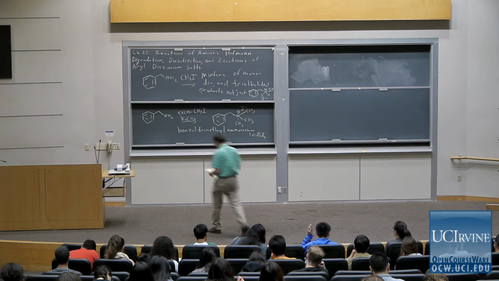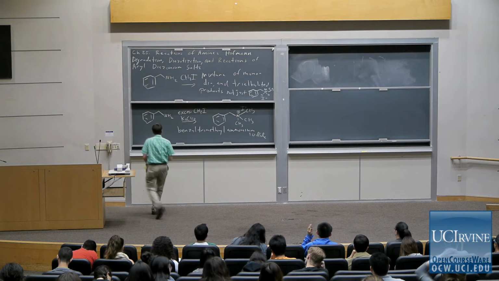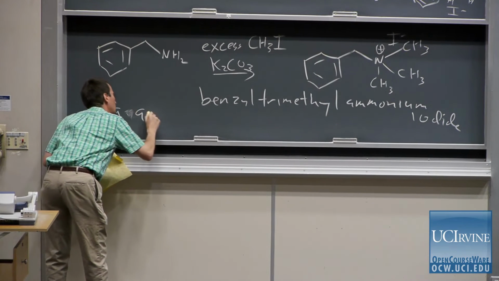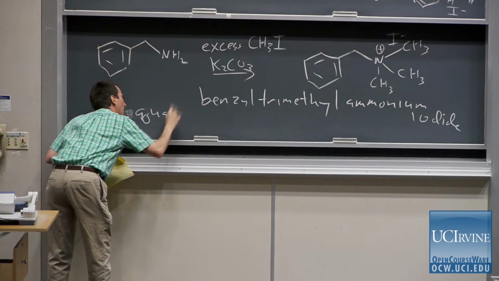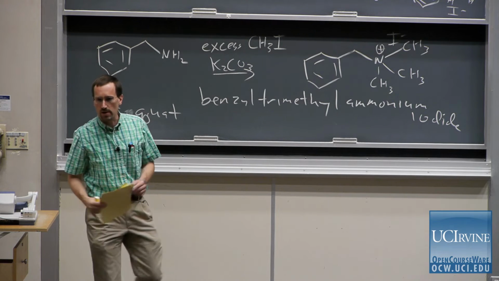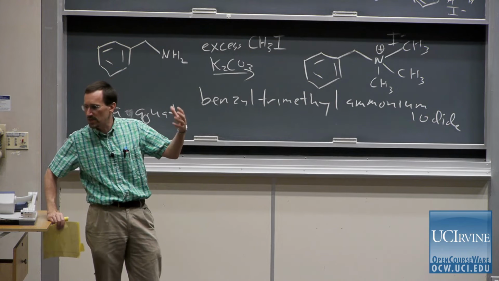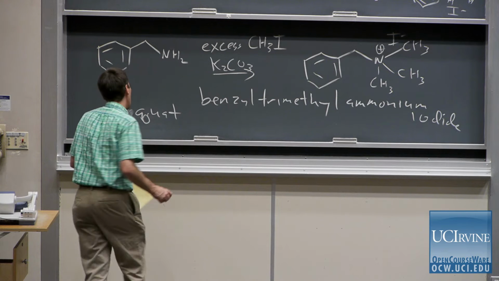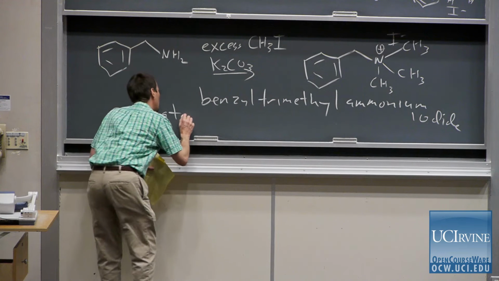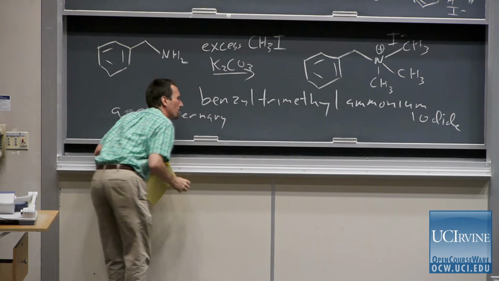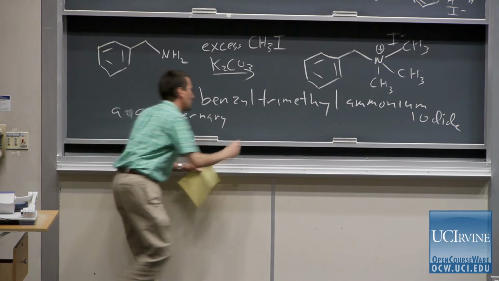So this is part of a broad class of what we would call quaternary ammonium salts. Quaternary just means, remember we talked about amines and we said there are primary, secondary, and tertiary amines depending on the number of substituents on nitrogen. Quaternary means there are 4 substituents. And of course, it's a salt because by that point you have a charge on the nitrogen.